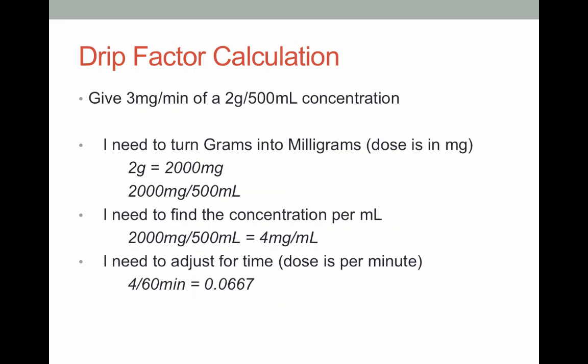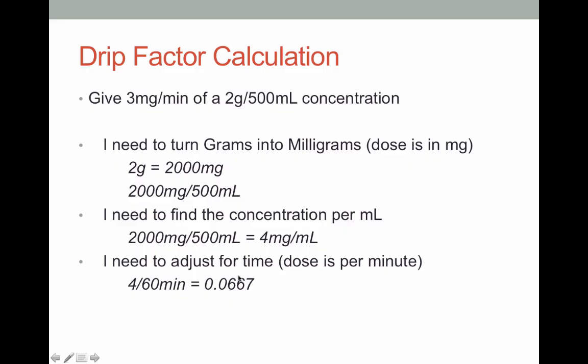So like we said, first thing I'm going to do is turn those grams into milligrams. I've got 2 grams in 500 mLs as my concentration. That does not jive well with this 3 milligrams per minute of my dose. So I'm going to turn those grams into milligrams. So now the converted concentration is 2,000 milligrams in 500 mLs. Next step, we talked about finding the concentration per 1 ml. So just like we did in the infusion calculation before, I am just doing some simple division here. 2,000 divided by 500, and we get 4 milligrams per 1 ml. So there are 4 milligrams of lidocaine in just 1 ml of fluid.